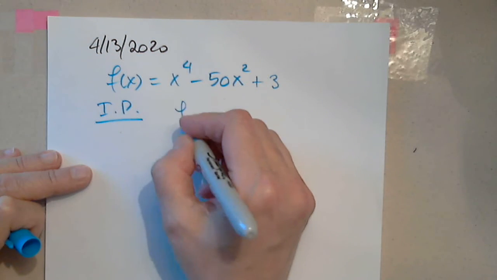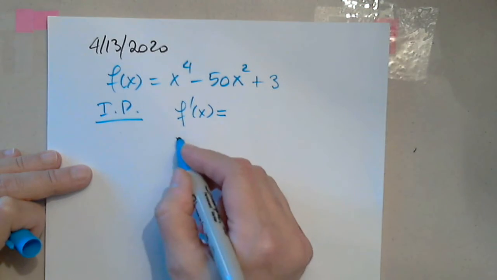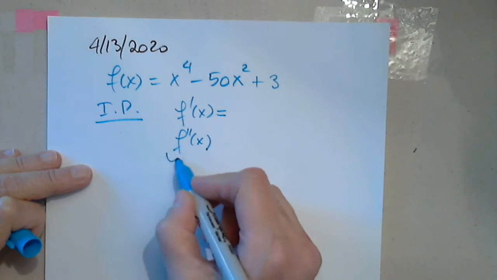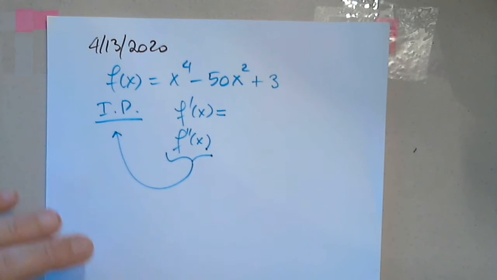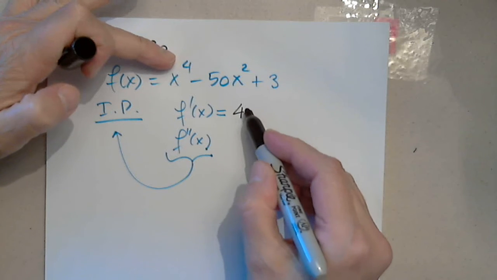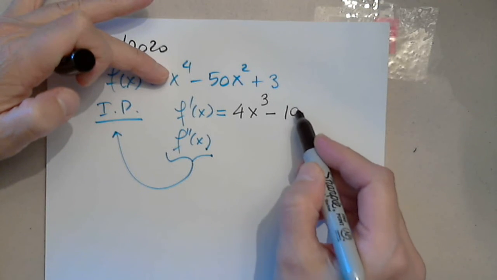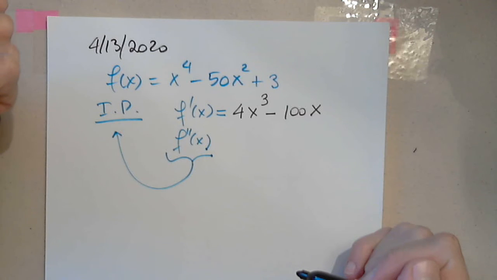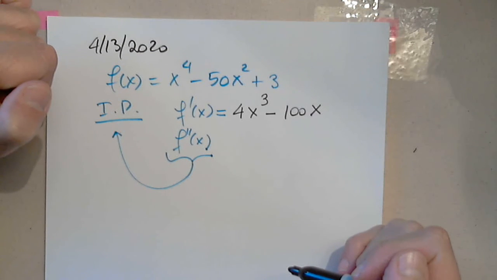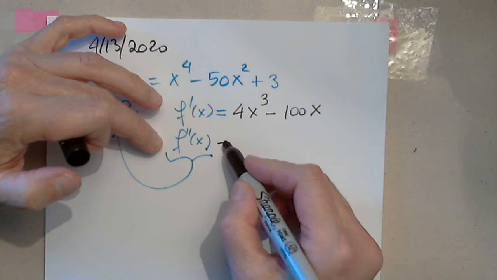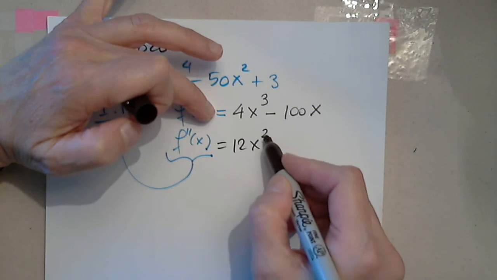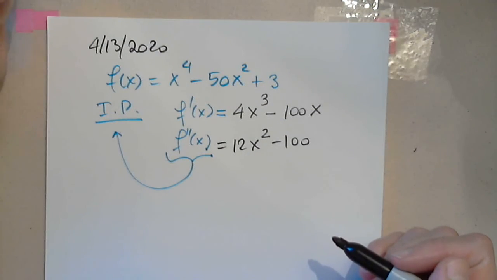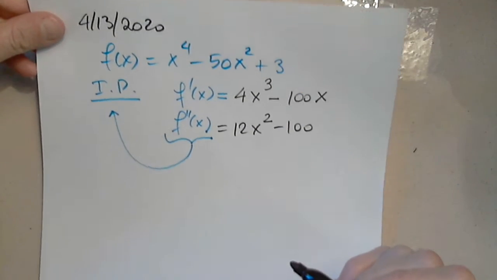So first of all, I have to find the first derivative because I have to find the second derivative and study it, because the second derivative gives us concavity and inflection points. Is this okay so far? Yes. Okay, so when I differentiate the first time, I get 4x to the third minus 100x. Is that okay? Yes. And then when I differentiate the second time, I have 12x squared minus 100. Is that okay so far?